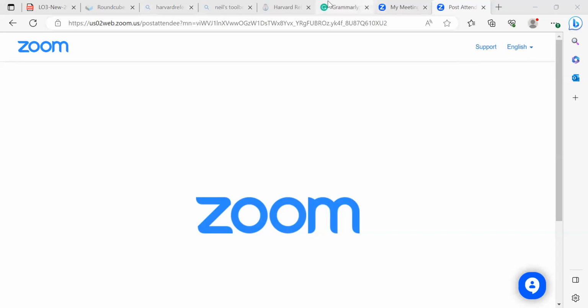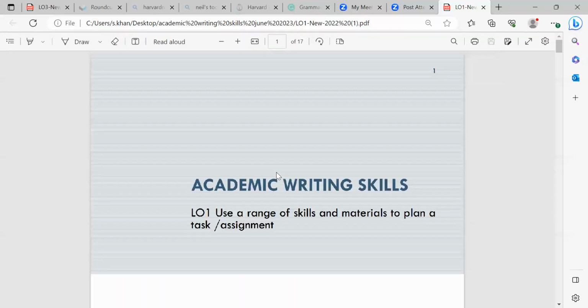So firstly, I'll share this screen with you. If you can see, can you... so let's have a look if we can go on to this. Can you see this screen with all the stuff on? Yes, Zoom screen. So then we've got learning outcome 1. Can you see learning outcome 1? No. Can you see it now?